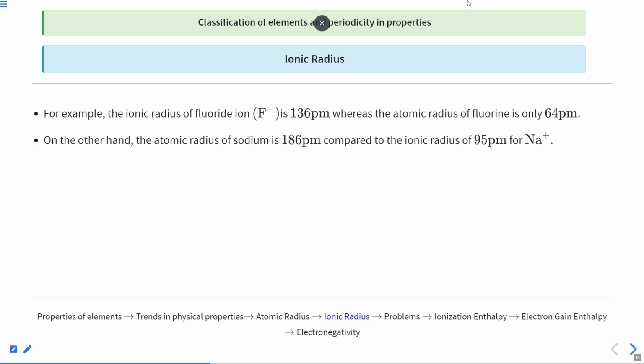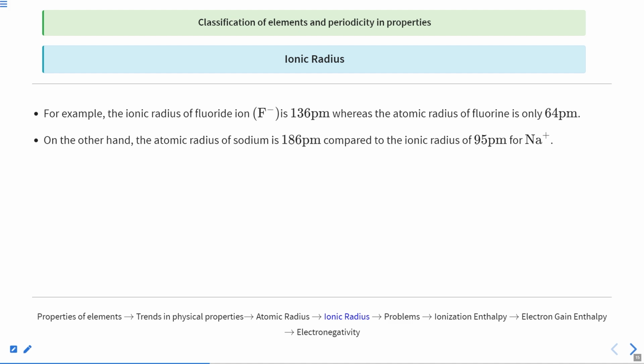So for example, the ionic radius of the fluoride ion is 136 picometer, whereas the atomic radius is 64. So you can see what a large difference is being displayed here. We are almost doubling it. 4 to 8, 6 to 12. So we are making it even greater than double.